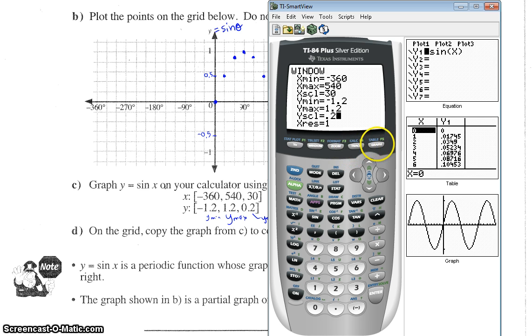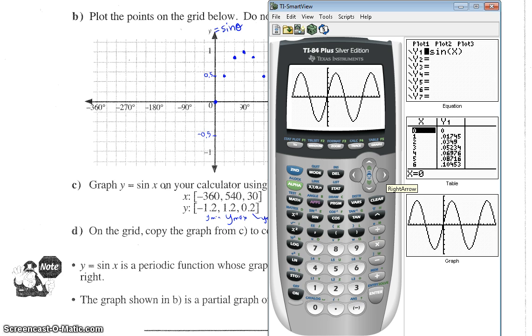Okay, we should be able to graph that now and take a look at it. And there we go, there's our graph. And this part in here agrees with what we plotted for points, so that looks pretty cool. Okay, so we're going to copy this graph onto our grid and then take a look at it. I'm going to do that, you do that as well, and then we'll compare answers, okay?